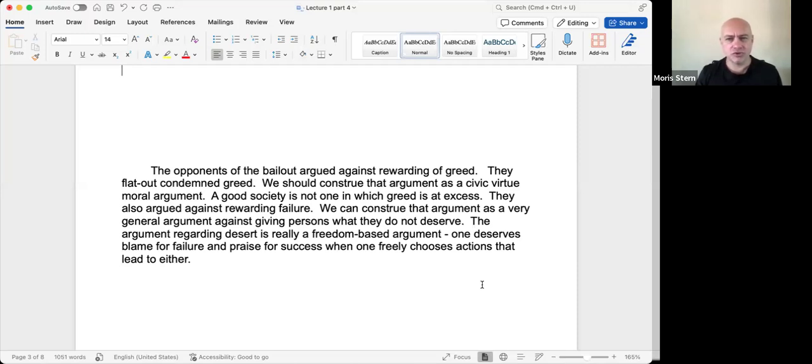So we're going to construe the argument, you don't deserve that, as a freedom-based argument, meaning that you have chosen to do actions that do not deserve whatever it is that's in question. So there were really two objections to the bailout. One was a civic virtue objection, and the second was a freedom-based objection that says those were poor choices. They do not deserve to be rewarded.